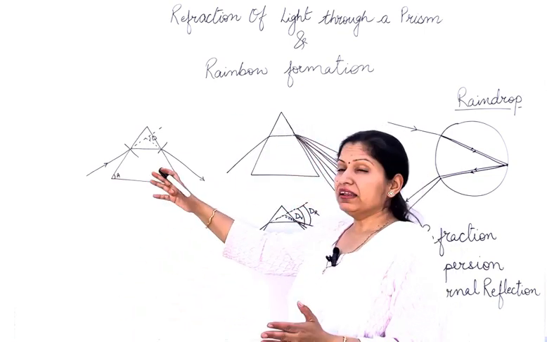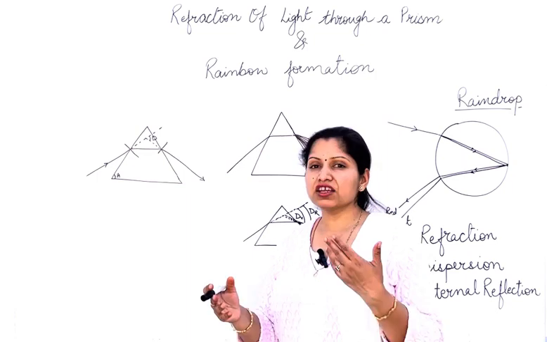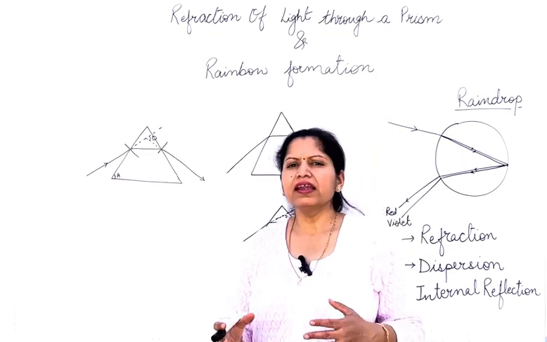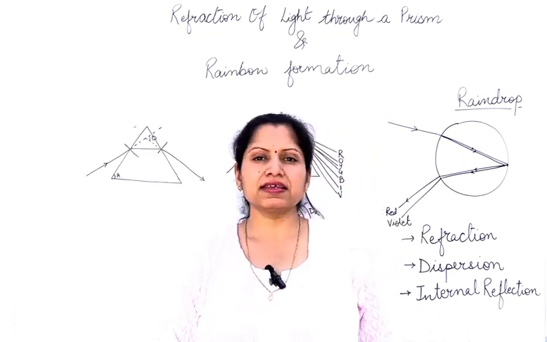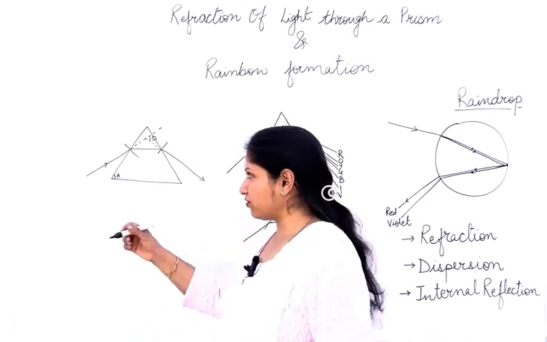Let's quickly revise the refraction of light through a glass prism and the formation of a rainbow. When a light ray passes through a glass prism, it gets deviated from its path. Deviation from its path means it changes its path. Let's see what happens to an incident ray.